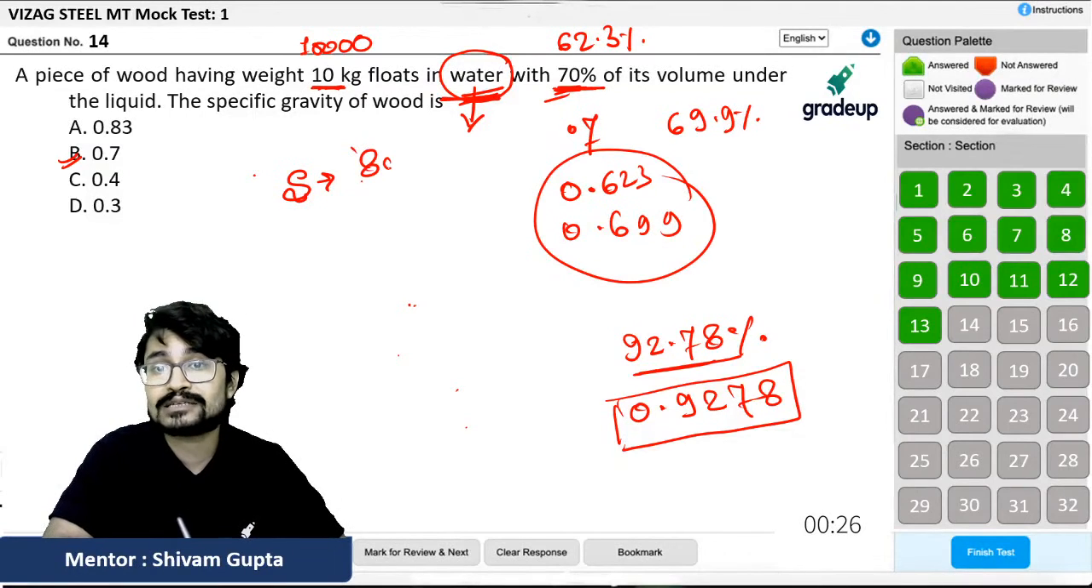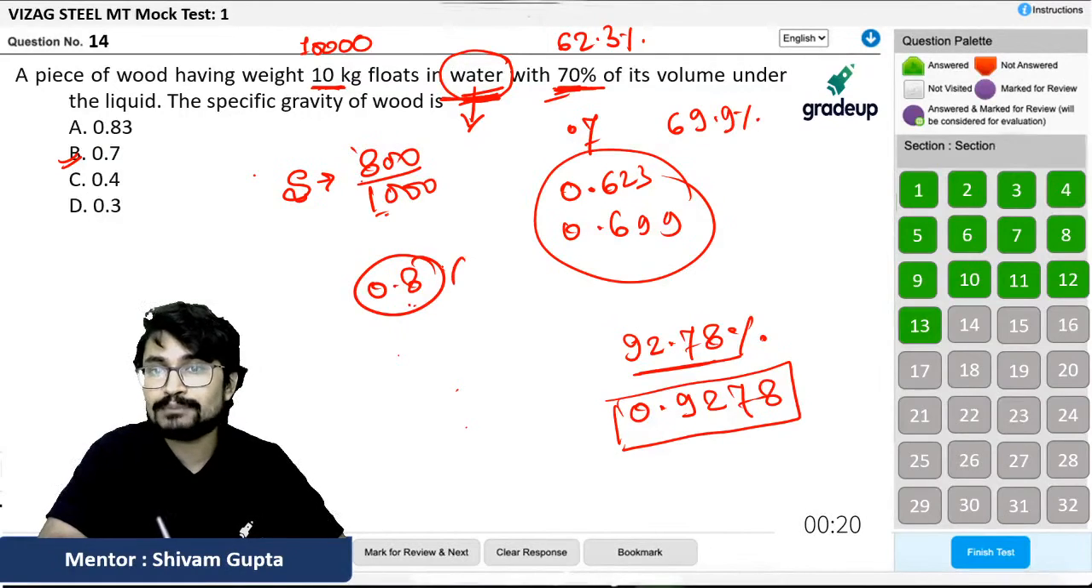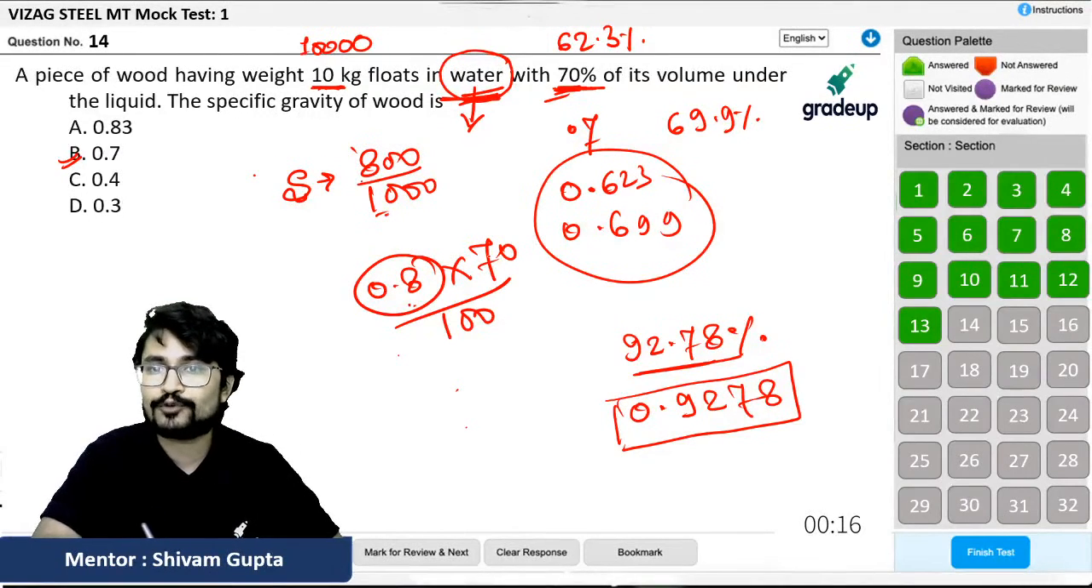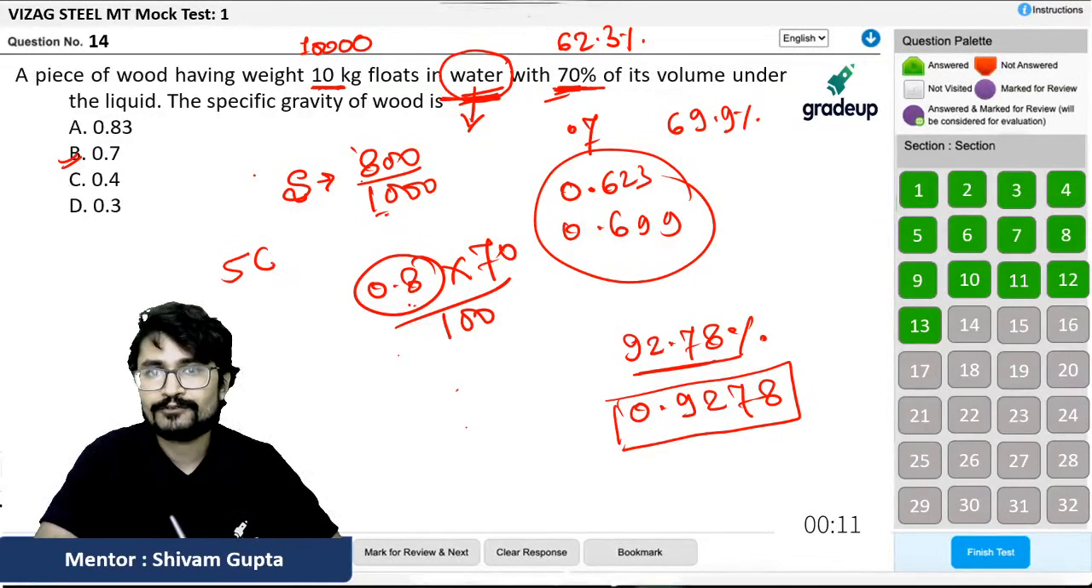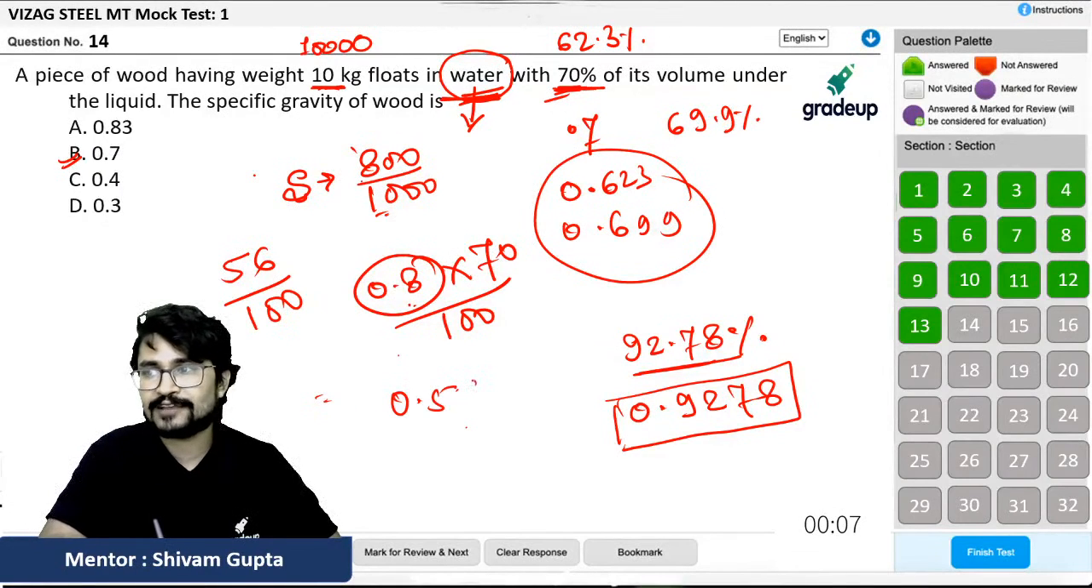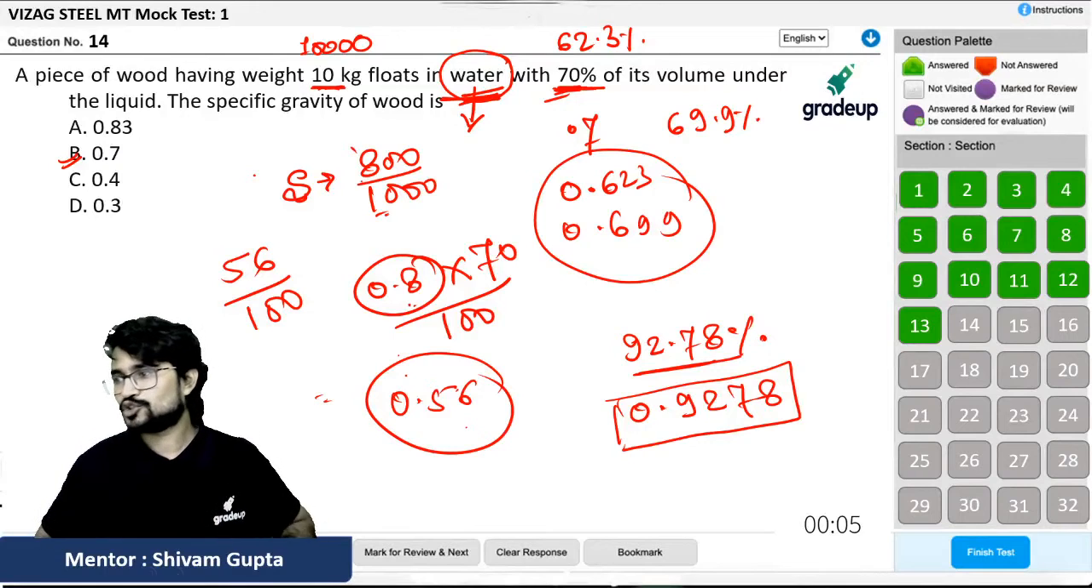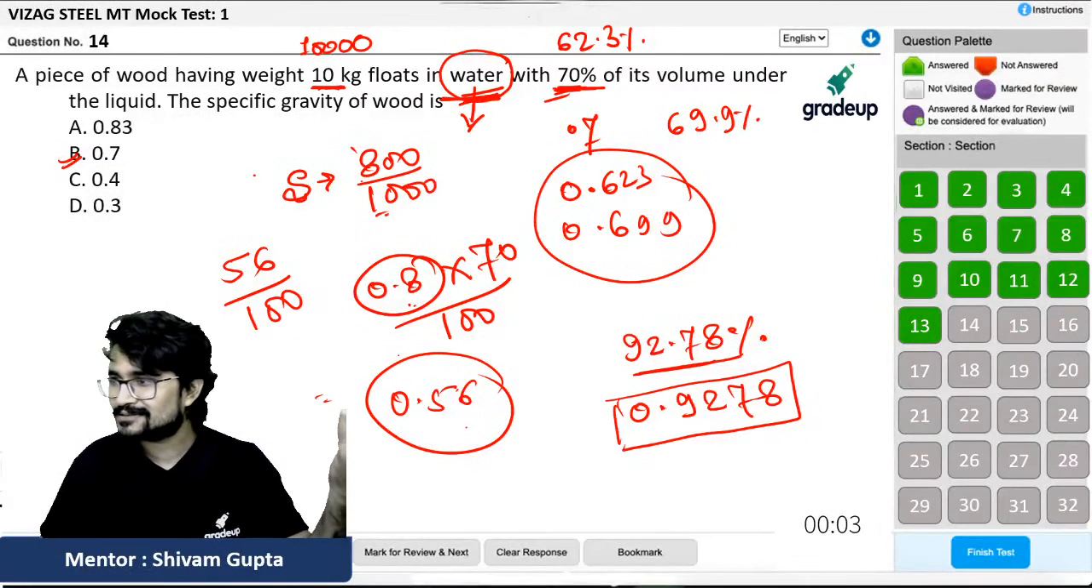That will be 800 divided by 1000. You know that? And what will you get? You will get 0.8. Right, now multiply 0.8 with 70 divided by 100. You will get what? 8 sevens are 56, 56 divided by 100. You will get 0.56. Right? So 0.56 will be the correct answer.